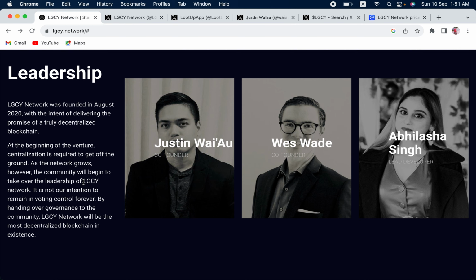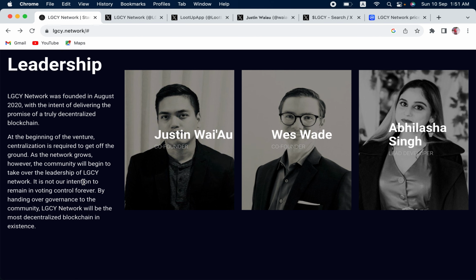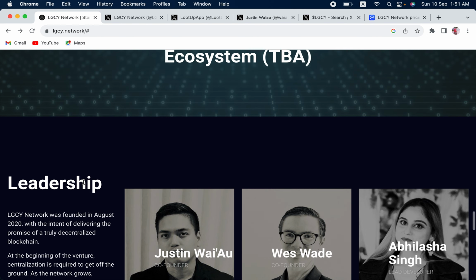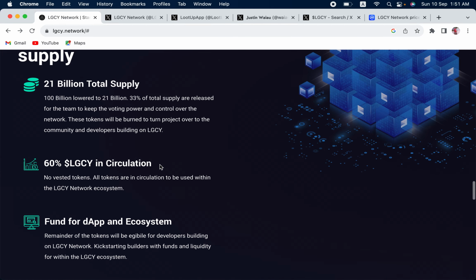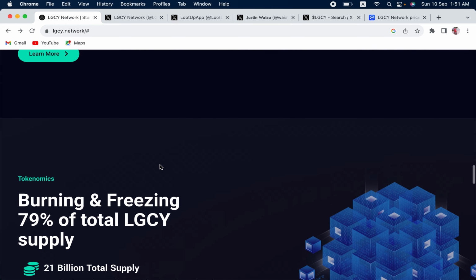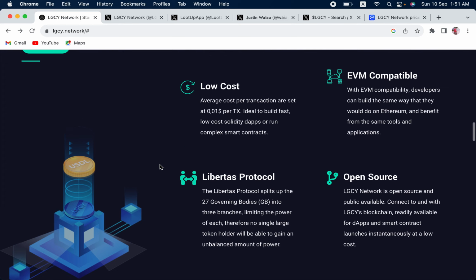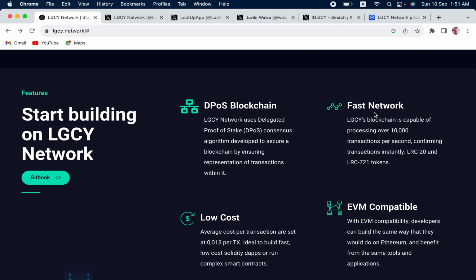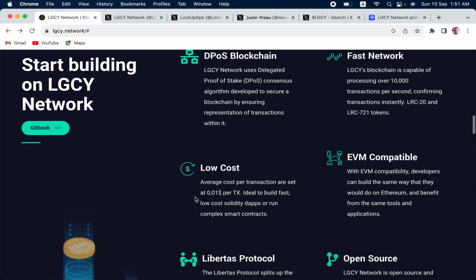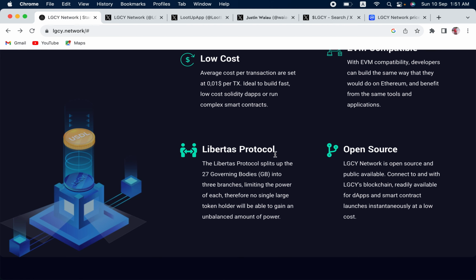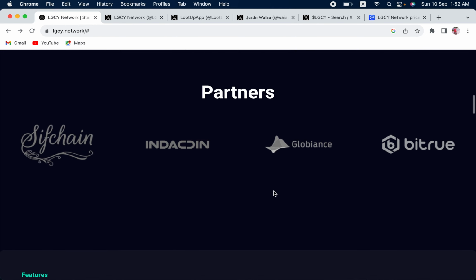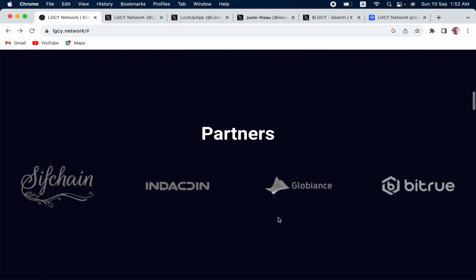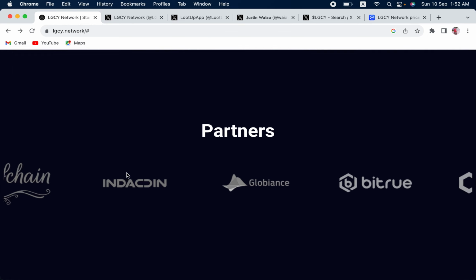And as far as I remember, they launched their own network or their own blockchain due to the fact that they were not finding any other blockchain suitable for their app called Lootup app. So that Lootup app required them to build their own network, their own blockchain, as they said. So it is a fast network, EVM compatible, low cost, open source, Libertas protocol, which splits up the 27 governing bodies, limiting power. So yeah, so initially what sold people on this coin were the partnerships that an infant coin had. You can check this out, guys.